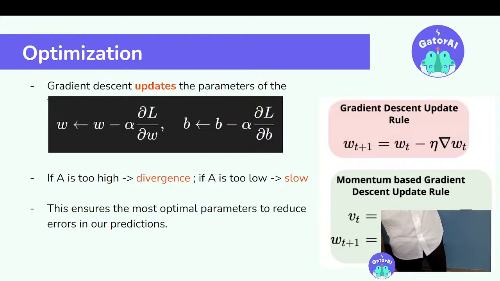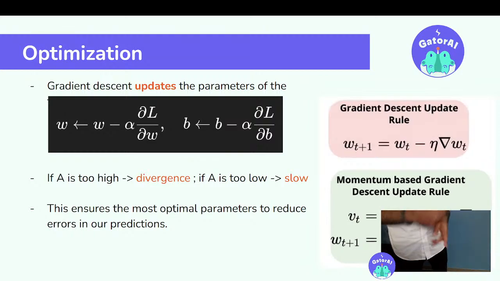And on the right-hand side, you see two rules. One of them is the standard gradient descent update rule, so how you update your gradient learning times. And the second one is your momentum-based update rule. So this one refers to the past updates as well.